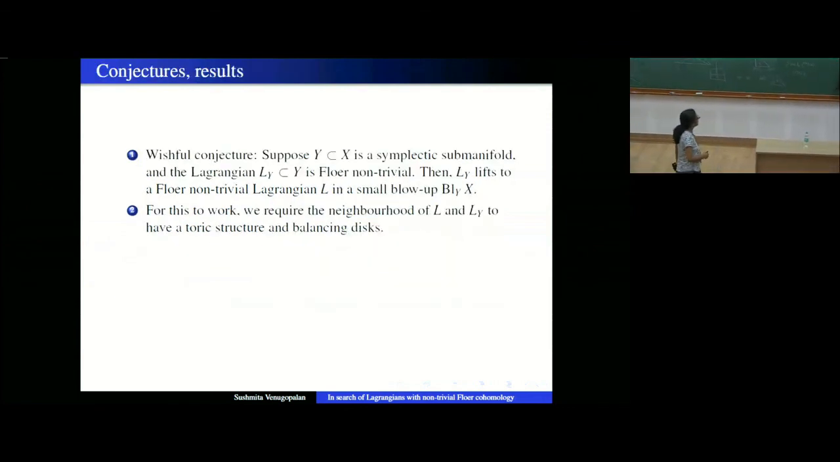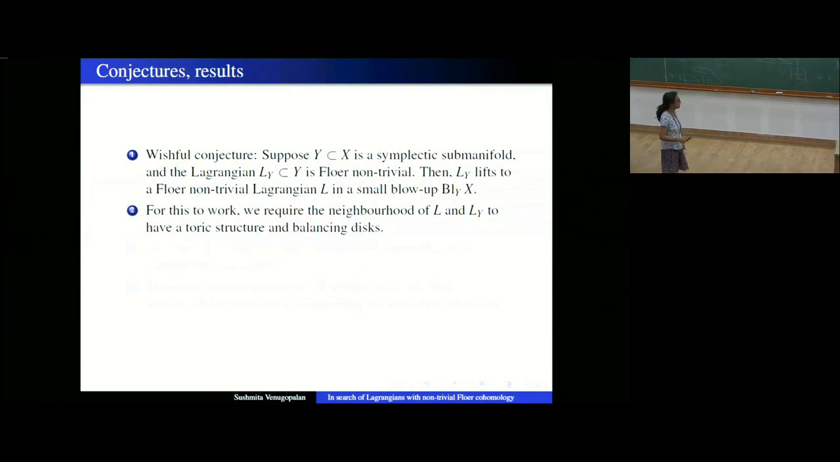And so I had this very wishful conjecture that if you have a symplectic submanifold with some Floer non-trivial Lagrangian, then if I blow up that submanifold, the Lagrangian probably lifts to a Floer non-trivial Lagrangian in a small blow-up. But this is a little too much because we need these toric neighborhoods and balancing for both L and its lift, and so it doesn't quite work out.